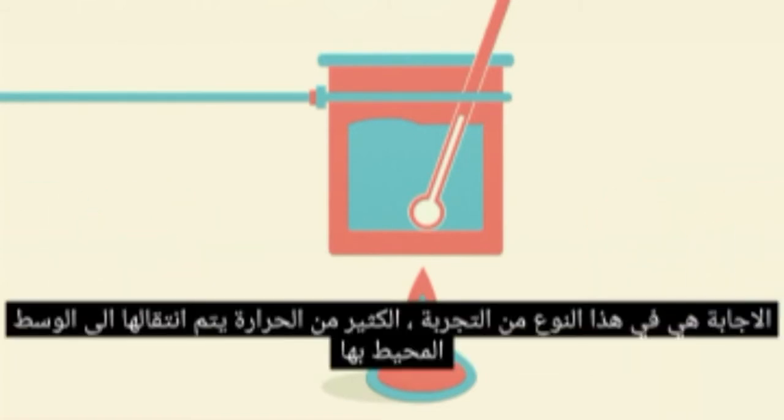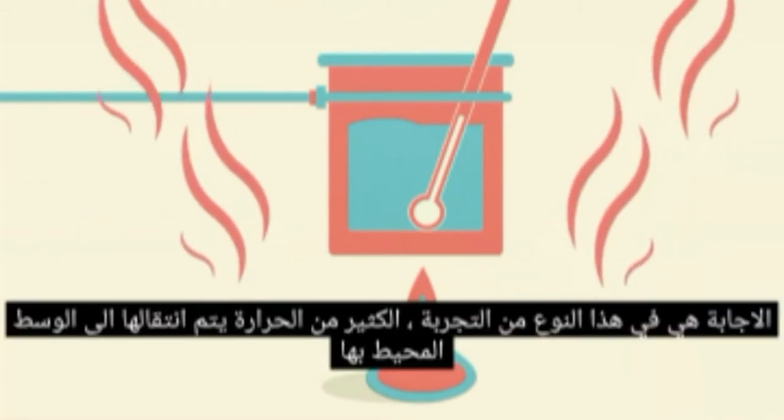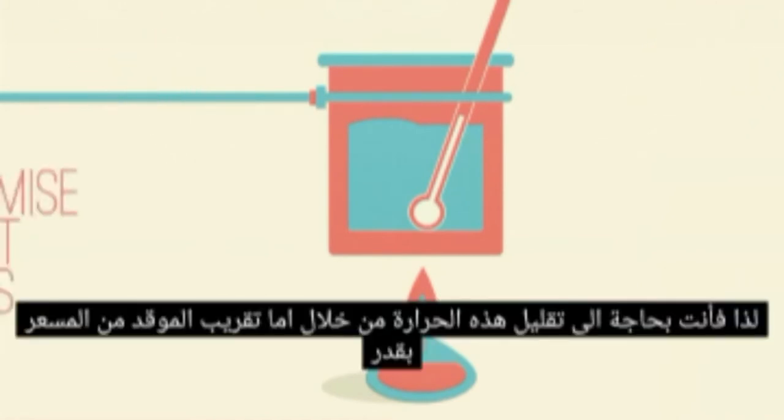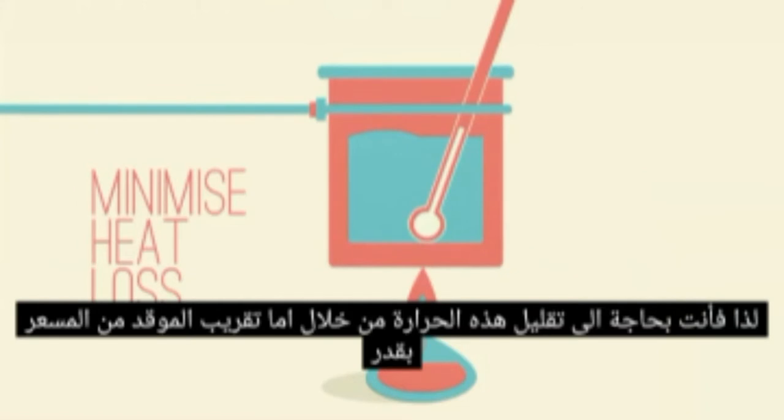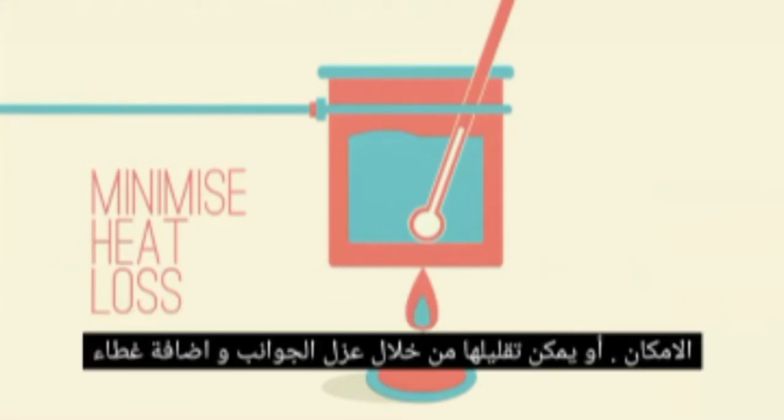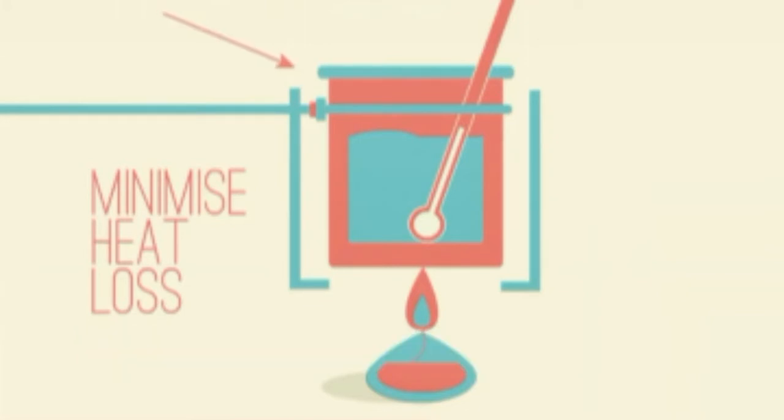The answer is that in this sort of experiment, a lot of the heat is transferred to the surroundings, so you need to minimise this by either placing the spirit burner as close to the calorimeter as possible, or you could reduce this by insulating the sides and adding a lid.